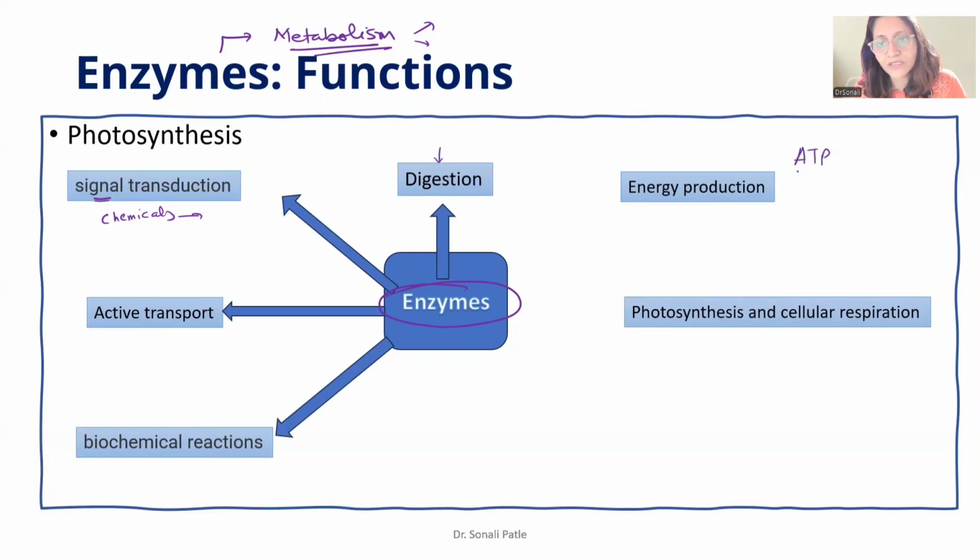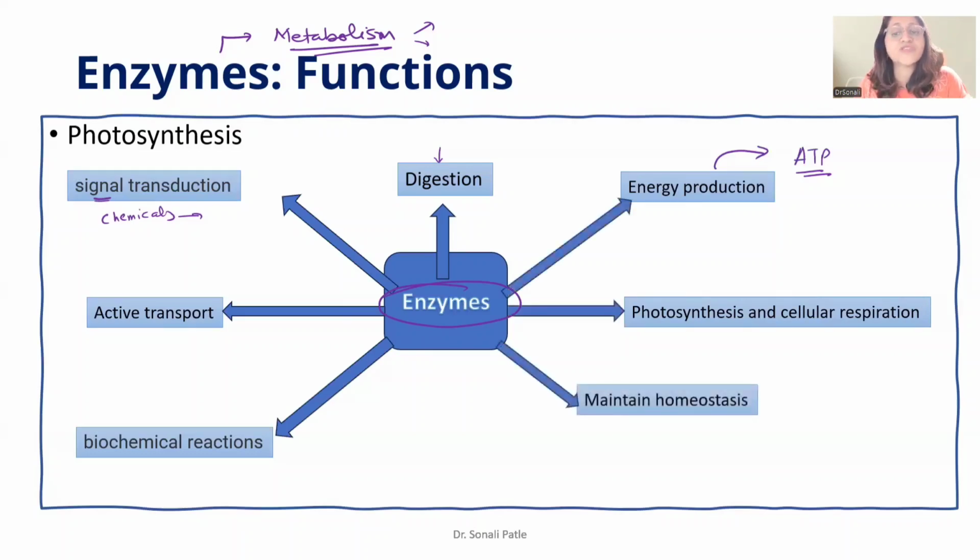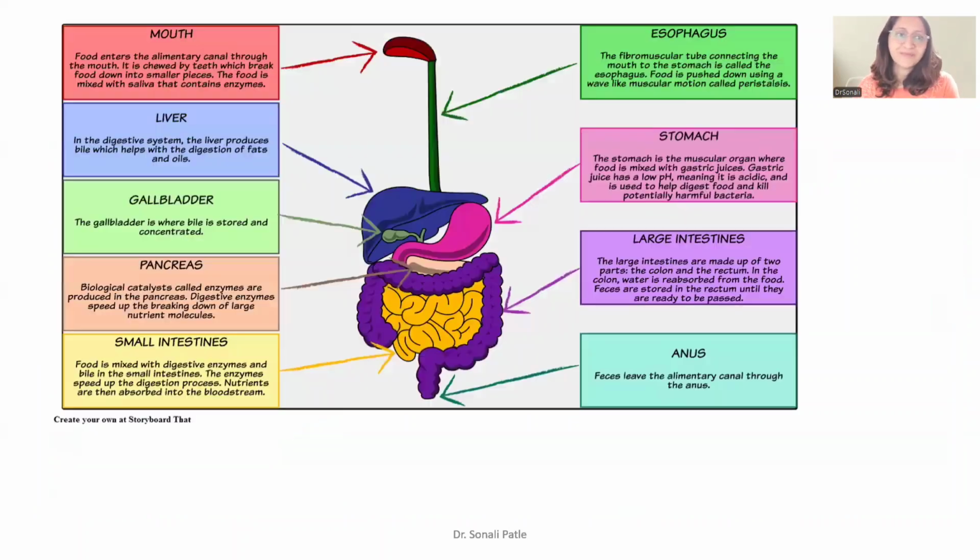ATP is the energy currency of the cell. So ATP synthesis is being done with the help of the enzymes, photosynthesis, cellular respiration, maintaining the whole body's balance, equilibrium. That is what we call homeostasis. That is also being done by the enzymes. So enzymes play multiple roles inside our body, and they help to maintain the orchestra of our body in harmony.